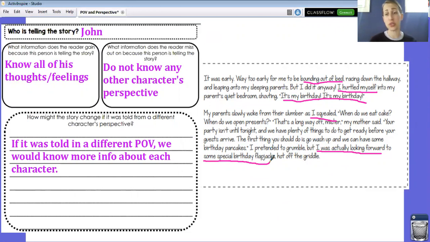So I hope that this helps you guys while you're reading Hoot to figure out different characters' perspectives, or what they're thinking and feeling, as well as the point of view of the entire novel.